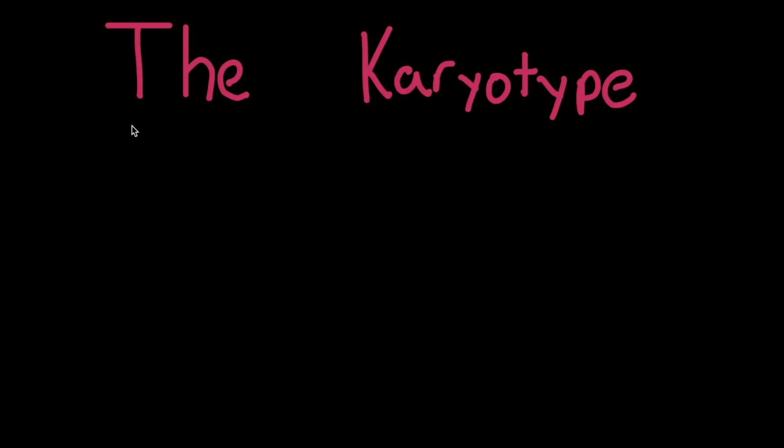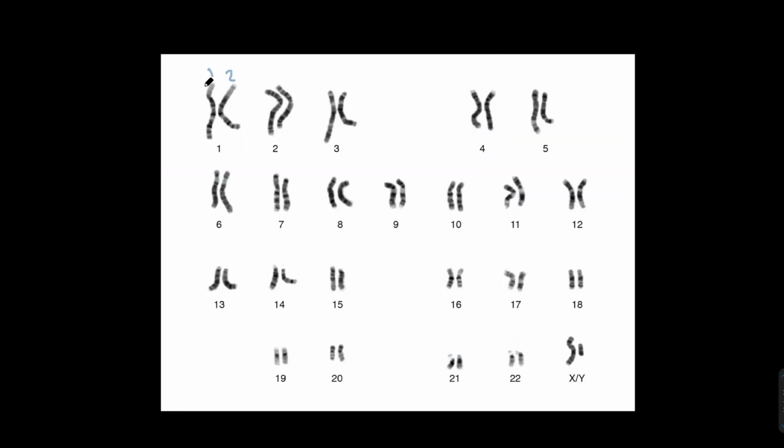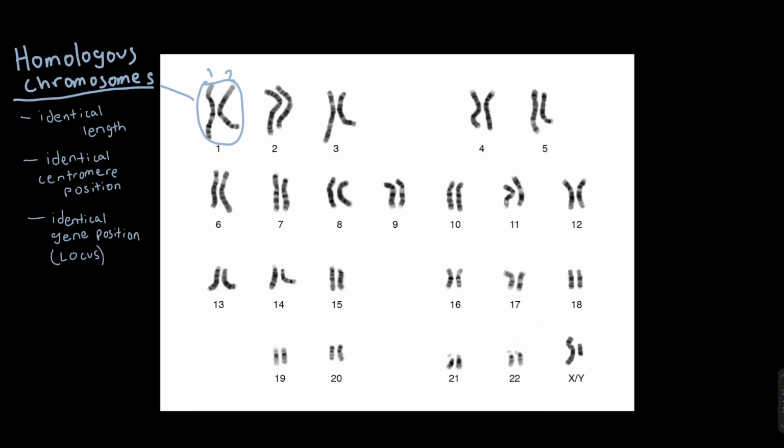To understand our 46 chromosomes, we need to discuss the karyotype. The karyotype gives us a visual understanding of our 23 paired chromosomes in numerical order. Here's a picture of what the karyotype may look like. As you can see, we have 2 chromosomes in each pair, which are known as homologous chromosomes since they have an identical length, centromere position, and gene position, which is known as a locus.